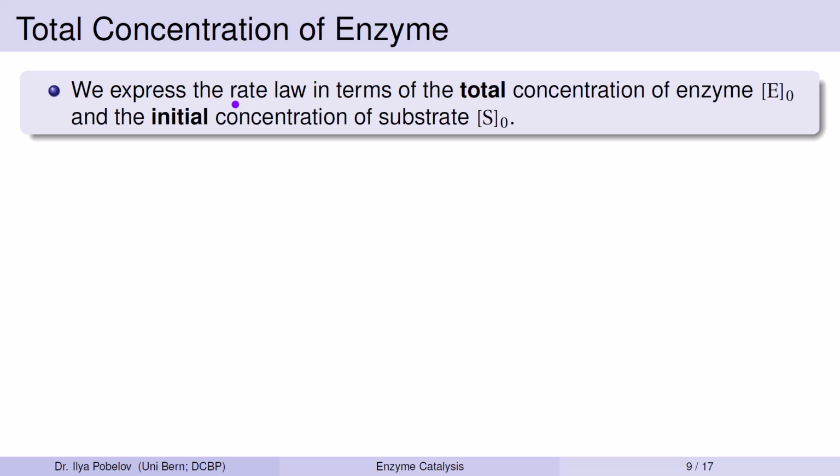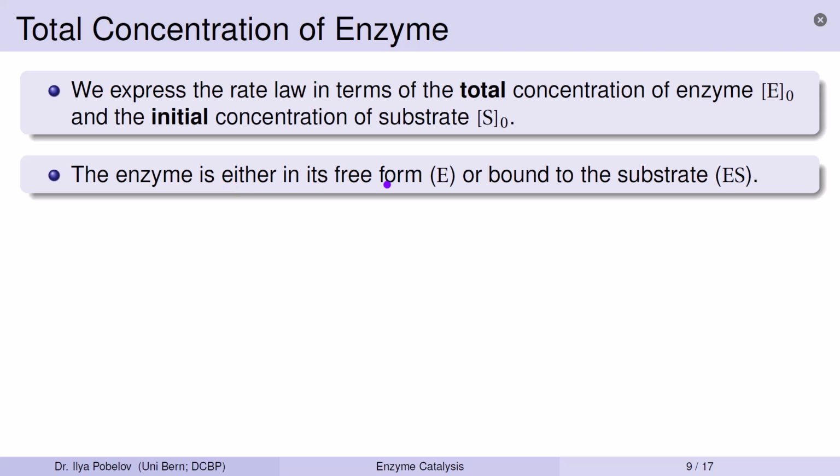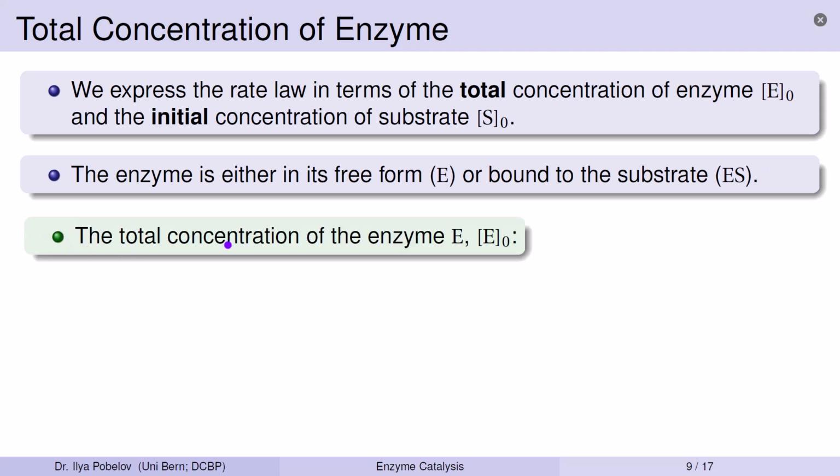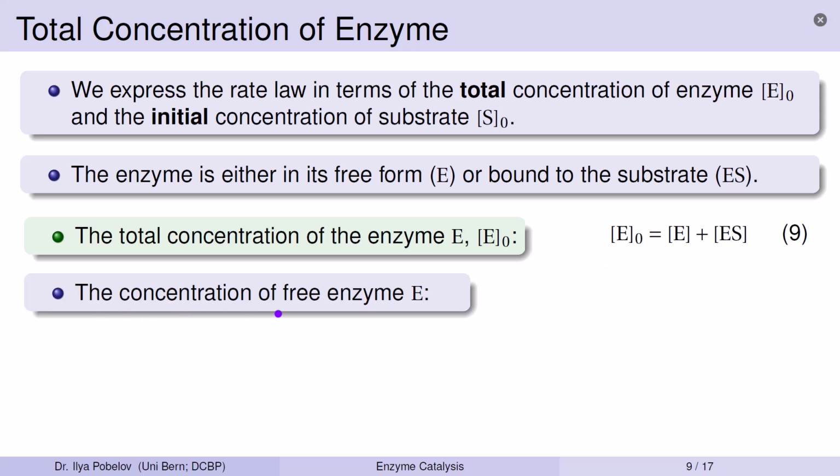Next, we express the rate law in terms of the total concentration of enzyme and the initial concentration of substrate. The enzyme is either in its free form or bound to the substrate. It follows that the total concentration of the enzyme is given by the concentration of E0 equals the concentration of E plus the concentration of ES. Therefore, the concentration of free enzyme E equals the concentration of E0 minus the concentration of ES.